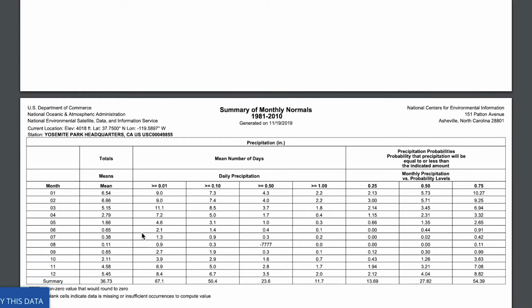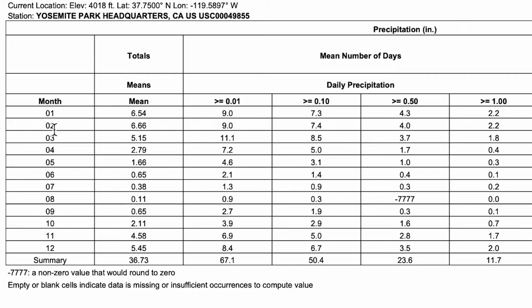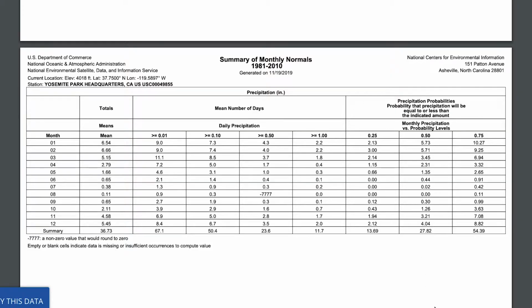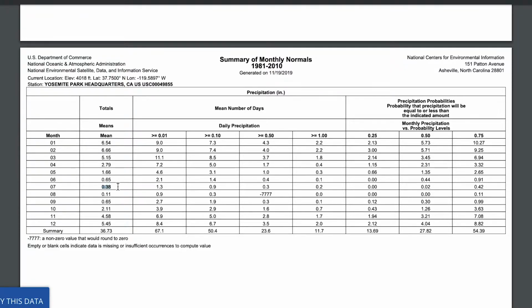So that's temperature. If you want to go down and see precipitation, it's the exact same thing. We can come down to July. The average precipitation is 0.38 inches for all of July. And then you can find other information around probabilities here. But again, I just stick with this average information. It's telling me that I'm only going to get on average 0.38 inches of rain every July.